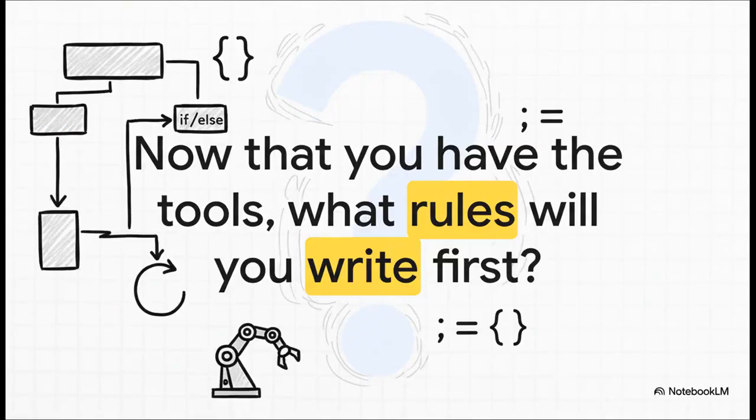So there you have it. We've seen exactly how to give a computer a set of rules, from these simple branches to complex repeating logic. You now have the fundamental tools you need to control the flow of any program you can imagine. The only question left is, what are you going to build with them? What set of rules will you write first?